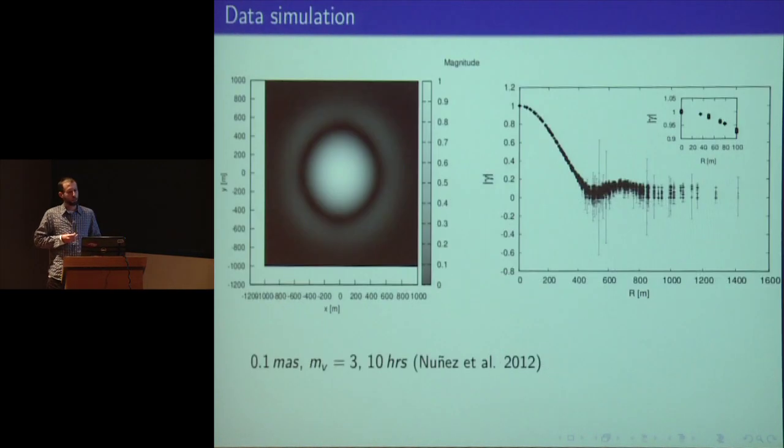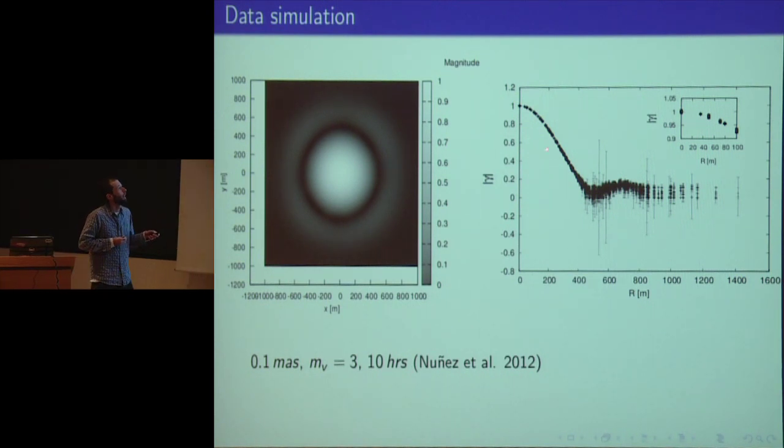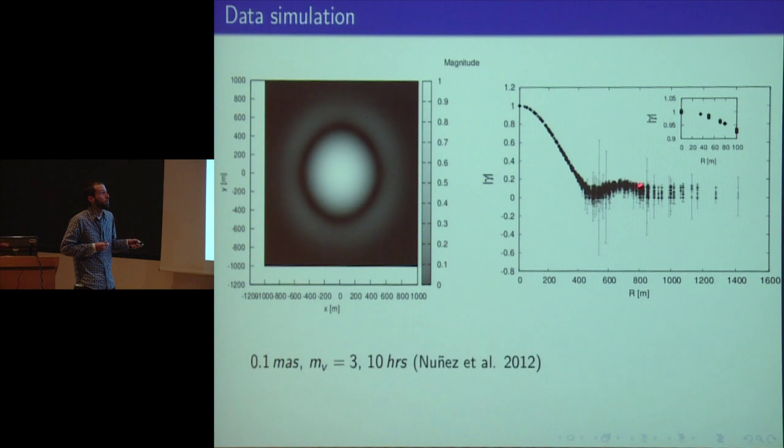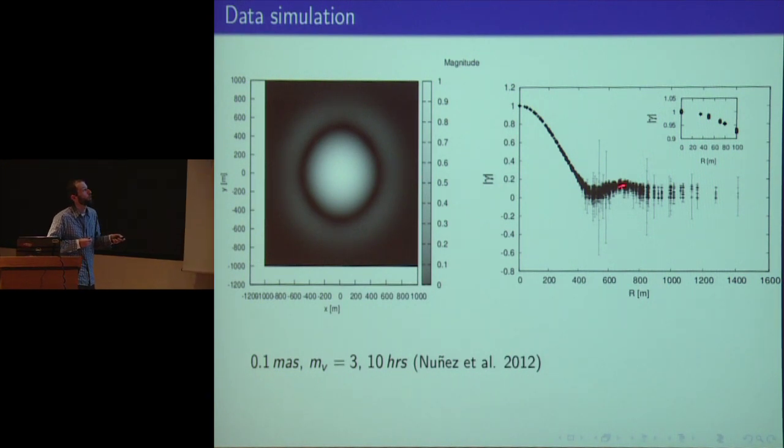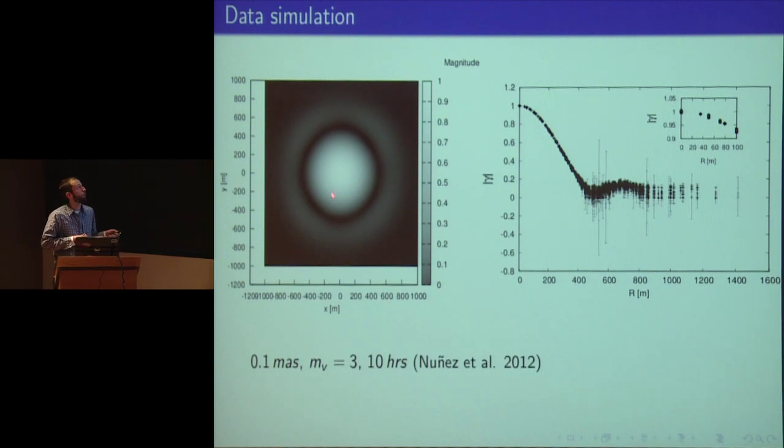What I did was simulate data, and you can see the Fourier transform of the star, in this case a uniform disk-like star of 0.1 milliarcseconds, after 10 hours of exposure time. You can see that it maps the Fourier transform extremely well. This is a two-dimensional map where you can see the Airy function. This is a fit to the data, actually.